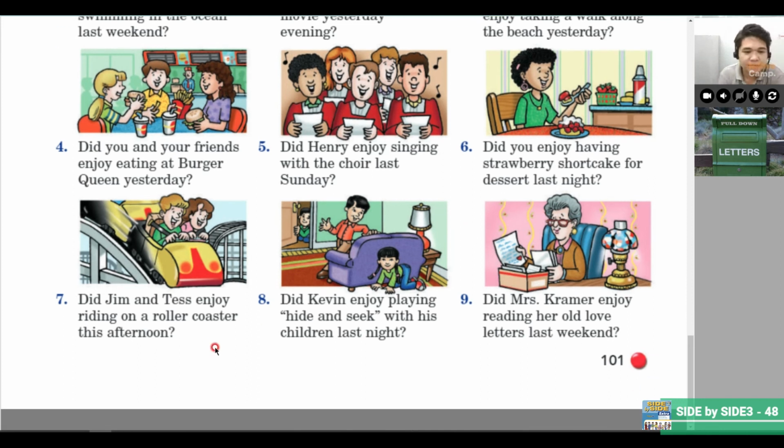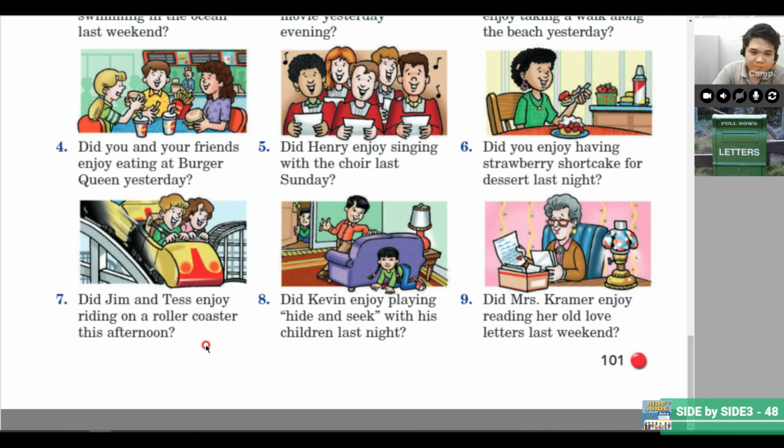Okay, number seven. Did Jim and Tess enjoy riding on a roller coaster this afternoon? Yes, they did. They hadn't ridden on a roller coaster in a long time. Number eight. Did Kevin enjoy playing hide and seek with his children last night? Yes, he did. He hadn't played hide and seek with his children in a long time. Good, number nine. Did Mrs. Kramer enjoy reading her old love letters last weekend? Yes, she did. She hadn't read her old love letters in a long time.